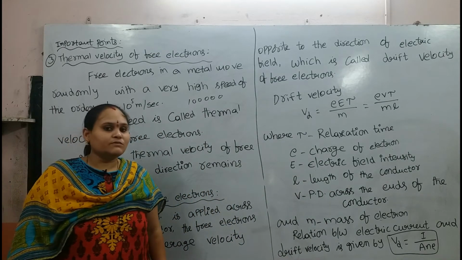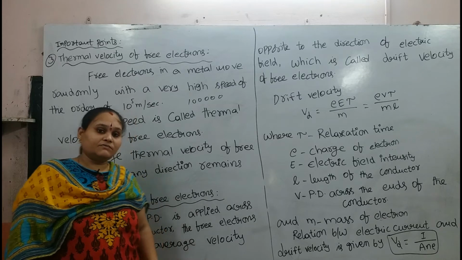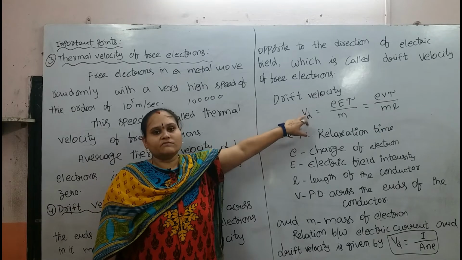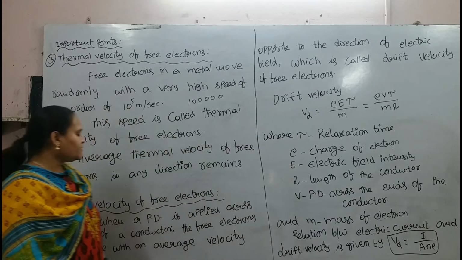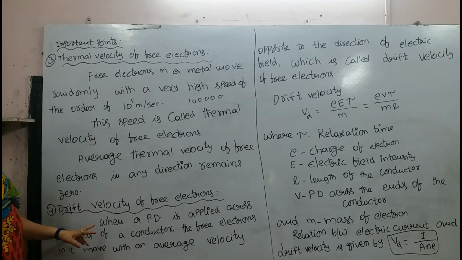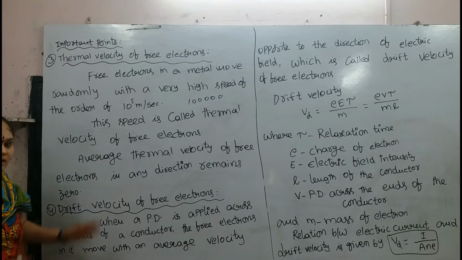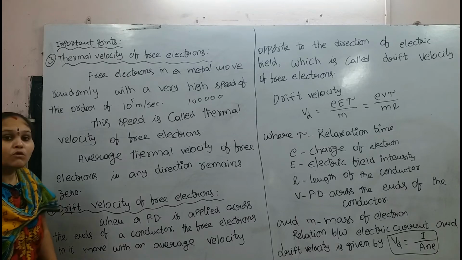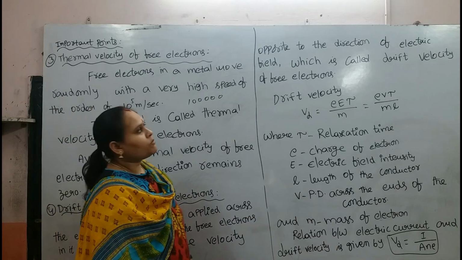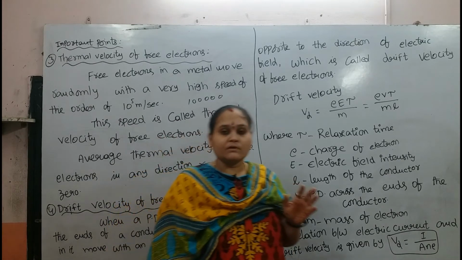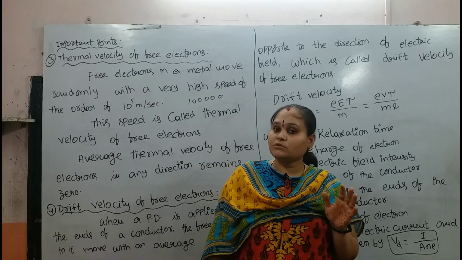Drift velocity means velocity is mentioned with V and drift with suffix D. We can mention drift velocity as V suffix D. That is the drift velocity. What is meant by drift velocity? When a potential difference is applied across the ends of a conductor, we can apply a certain potential difference between two ends of a conductor, the free electrons in it move with an average velocity opposite to the applied electric field. The free electrons move opposite to the field.